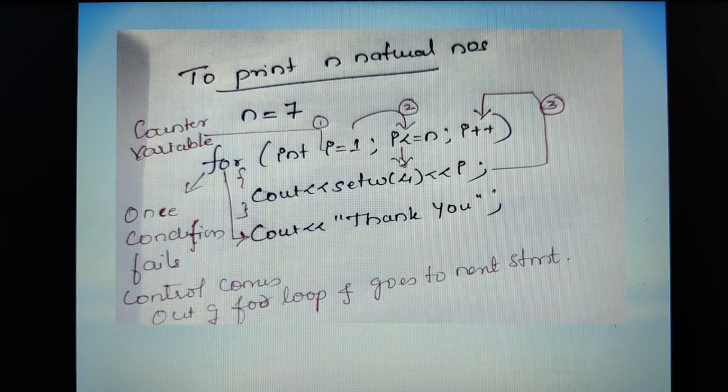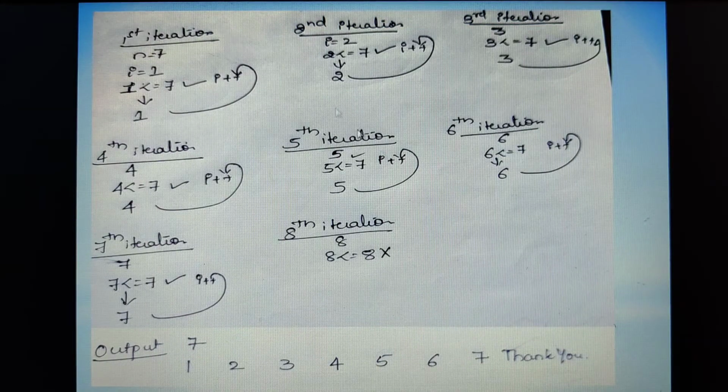Once the condition fails, automatically the control comes out of this for loop and goes to the next statement. What is there after the for loop? So therefore thank you will be printed. I hope, children, you are able to understand how the for loop works. Okay. Now this is how I have written the iteration. I think I explained till the third iteration.